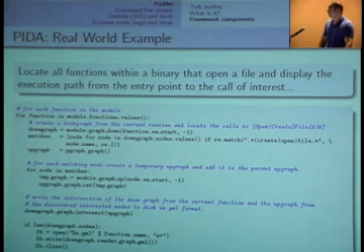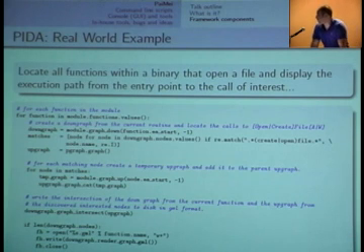So a real-world example for PeDAO. I have this problem. I need to locate all functions within the binary that at some point open a file, and I want to display the execution path from the entry point of that function to the call of interest. So in other words, for every function in this binary, tell me which ones open the file and how to get to it. So it's easy.